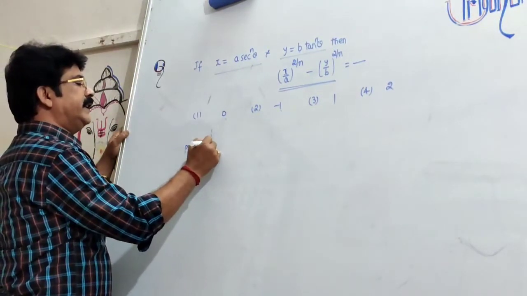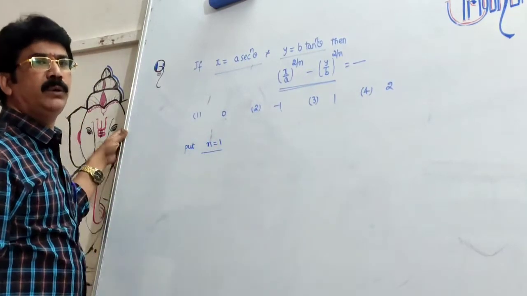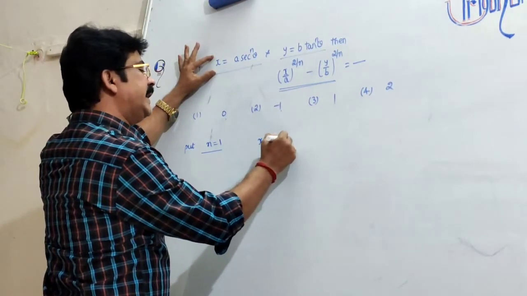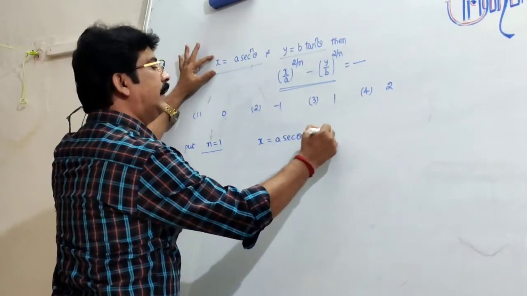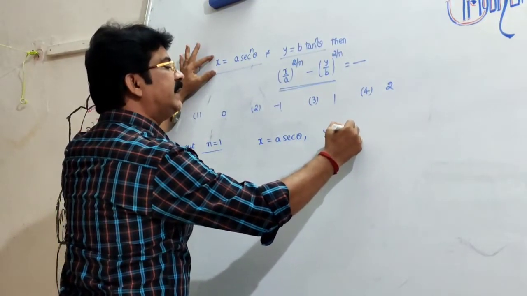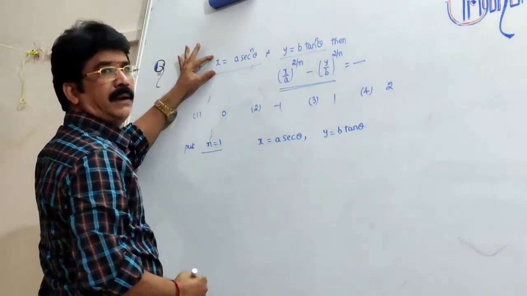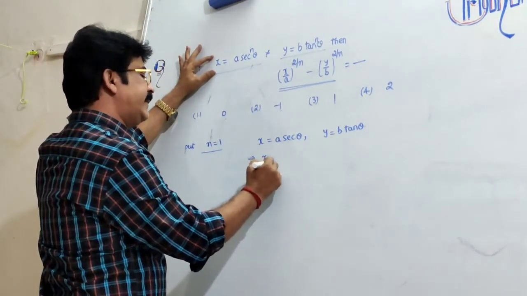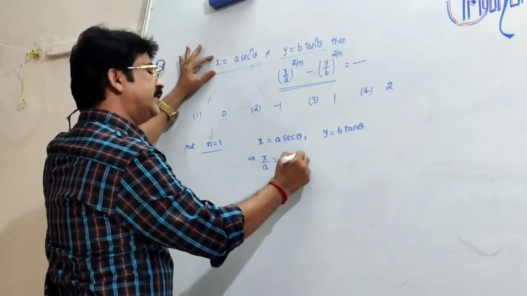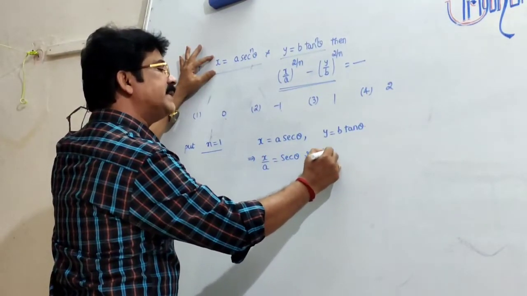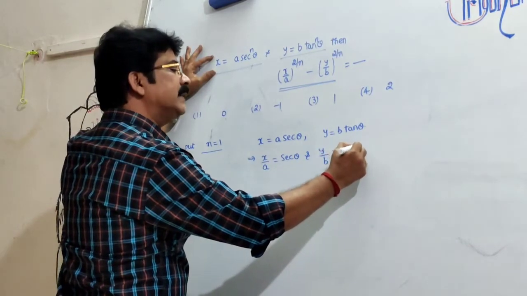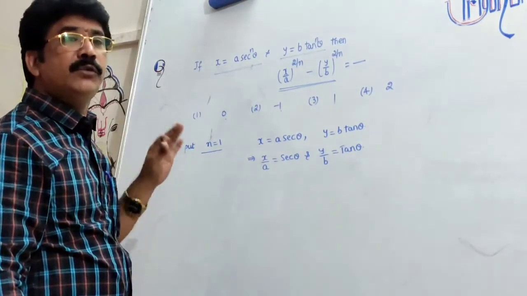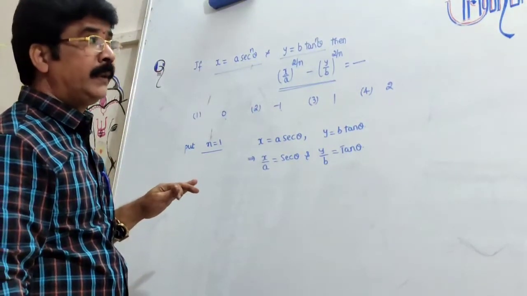For our convenience, as a shortcut, take n equal to 1. Then the equations will become x equal to a secant theta, y equal to b tan theta. Okay. So from this, x divided by a equal to secant theta and y by b is equal to tan theta. You can ask me, sir, what is the need of obtaining the values of secant theta and tan theta?